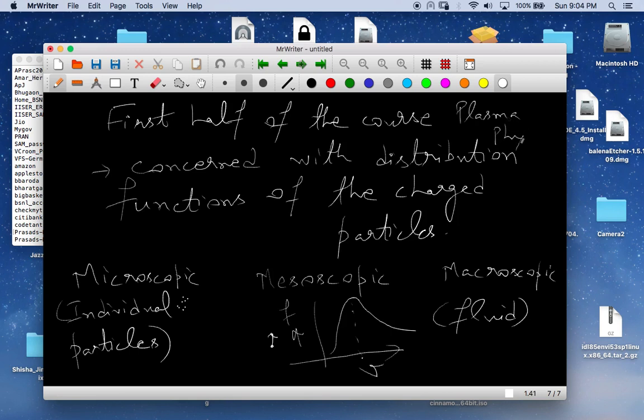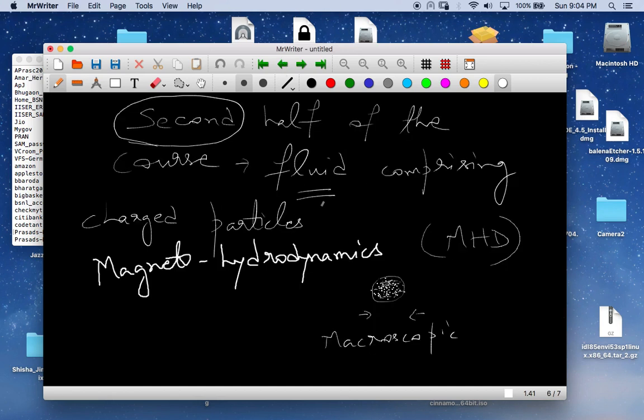For some reason, this is kind of a historical divide. Okay, when you talk about distribution functions and such, i.e. the mesoscopic description, it's called plasma physics. And when you talk about the fluid description, it's called magnetohydrodynamics.